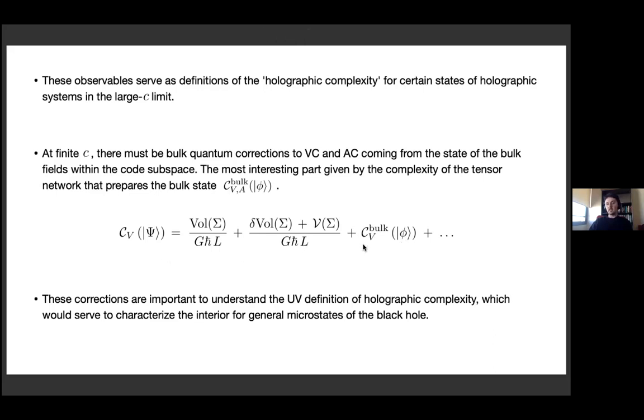In this sense, these corrections for action complexity are less clear. And in fact, we will argue that at least in our setup, the action complexity proposal doesn't seem to have such an expansion. But the importance of studying such corrections is that this could serve to characterize the precise definitions of volume and action complexity from the point of view of the boundary, which would then serve to also give a characterization of the interior geometry and whether this geometry exists for general microstates of the black hole.